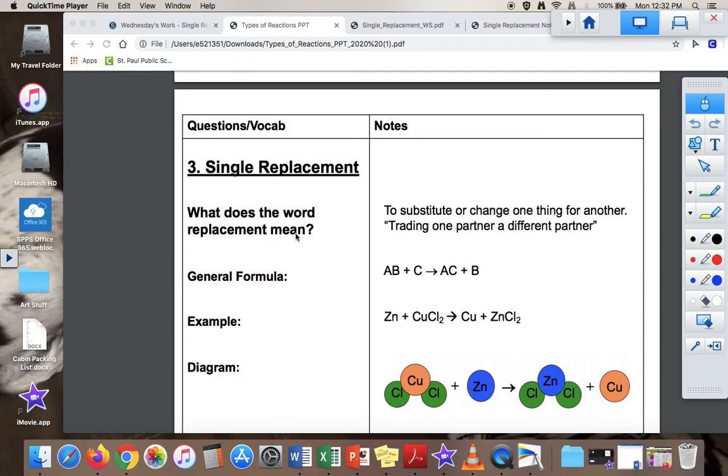Today we are going to be talking about single replacement reactions. So just a quick review of what that means. The word replacement means to substitute or change one thing for another. So like trading partners. Perhaps you're in a relationship and not quite happy with your significant other, and you choose to replace that significant other with a new one. This is the basis of a single replacement reaction.